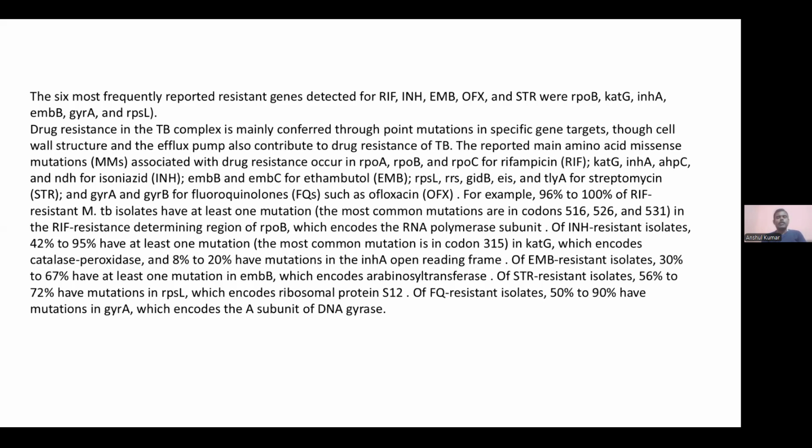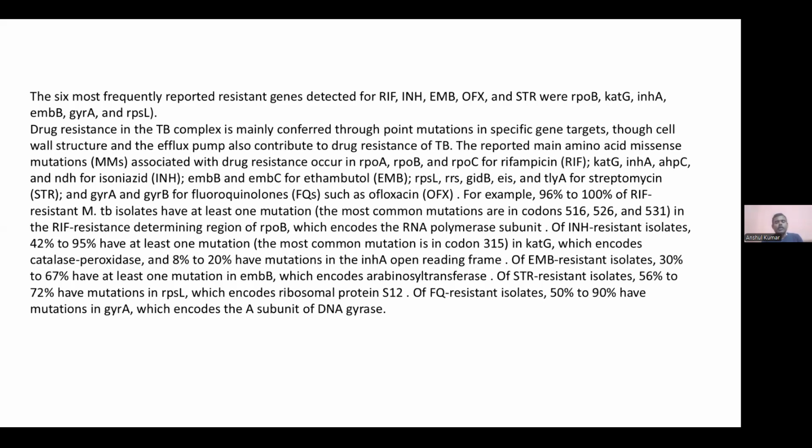For example, 96% to 100% of RIF resistant Mycobacterium tuberculosis isolates have at least one mutation. The most common mutations are in codons 516, 526, and 531 in the RIF resistance determining region of RPOB, which encodes the RNA polymerase subunit. Of INH resistant isolates, 42% to 95% have at least one mutation. The most common mutation is in codon 315 in CATG, which encodes catalase peroxidase, and 8% to 20% have mutations in the INHA open reading frame.